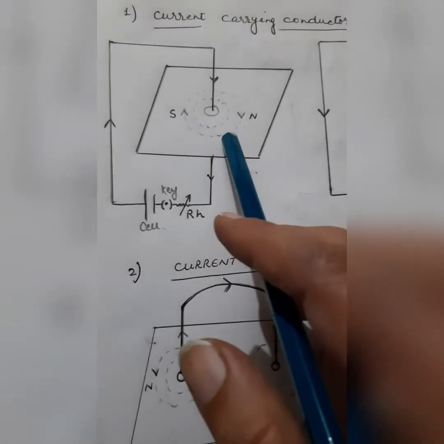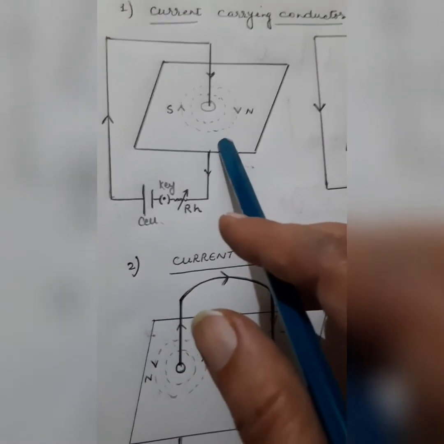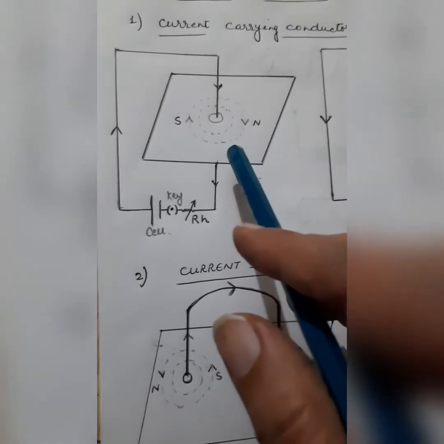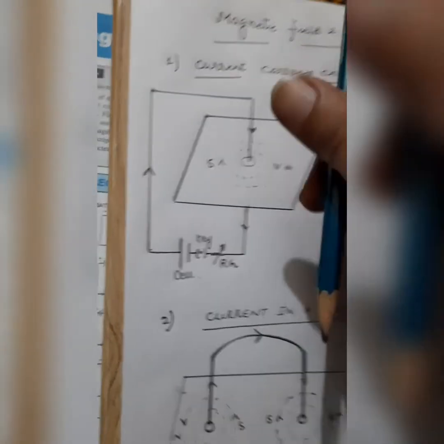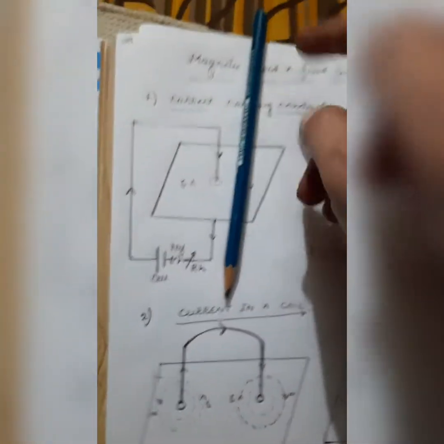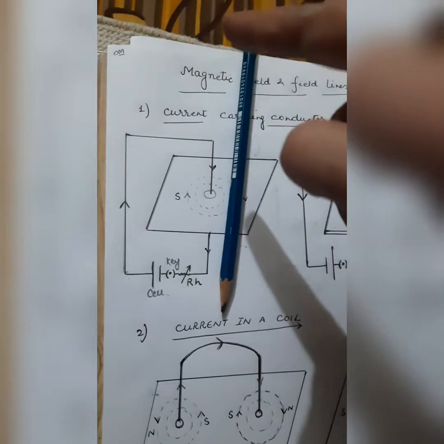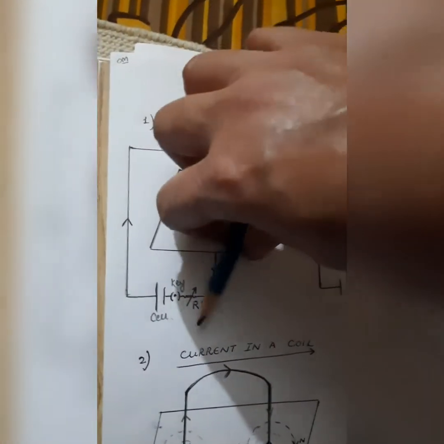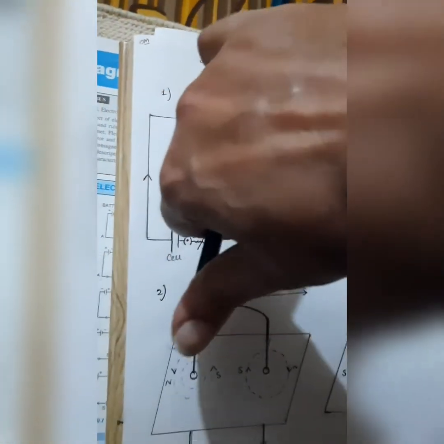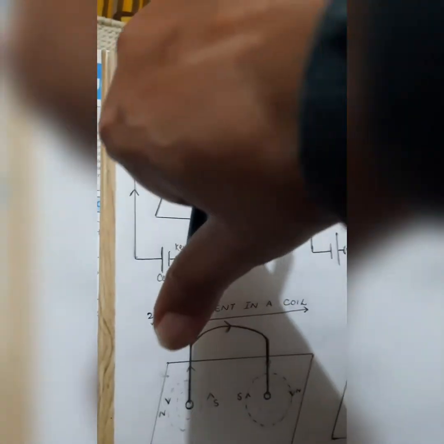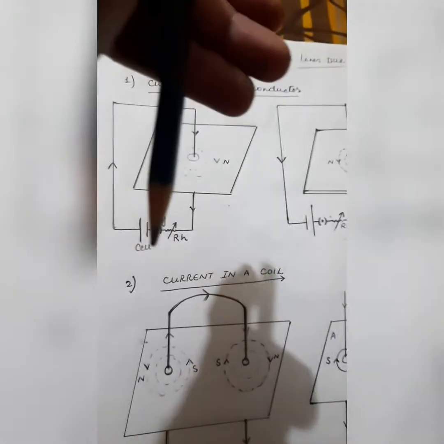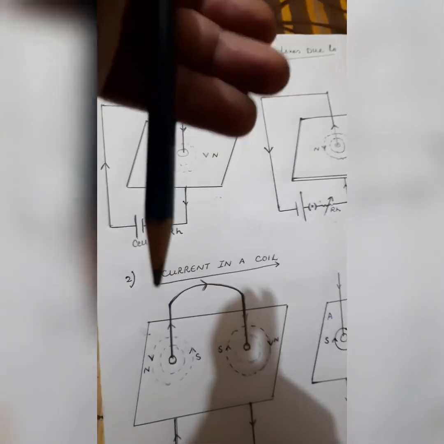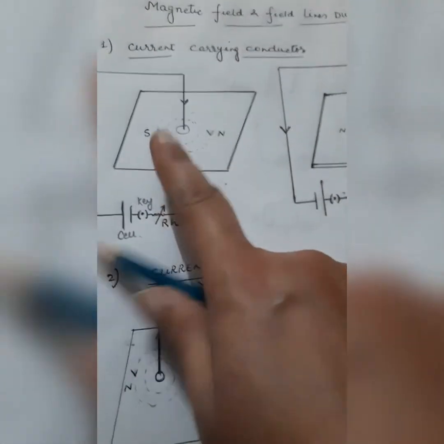If there is a magnetic field, same question: which one is north and which one is south? Again I use the right hand thumb rule. The current direction is upward to downward. I hold this conductor in my right hand and put the thumb in the direction of current. After that, I open my fingers like this. Which one is the open side? That is north and the other side is south.